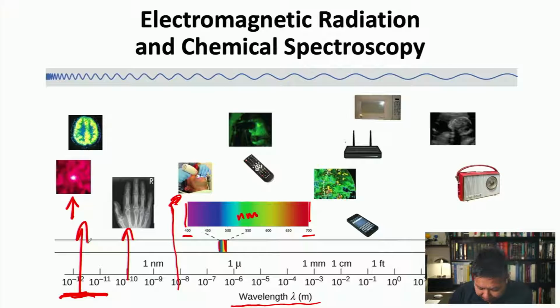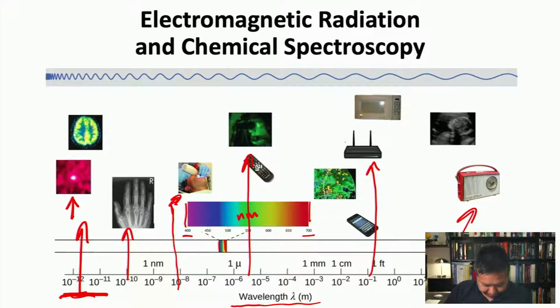Okay? We have night vision goggles right here, which is IR, right? Then we have our routers and our microwaves. That's microwaves, right? And then we have a radio over here, so that's radio waves, right? It turns out radio waves are the lowest energy, and it turns out that radio waves is what we use to do nuclear magnetic resonance, which is very closely related to magnetic resonance imaging, right? That we do in hospitals.